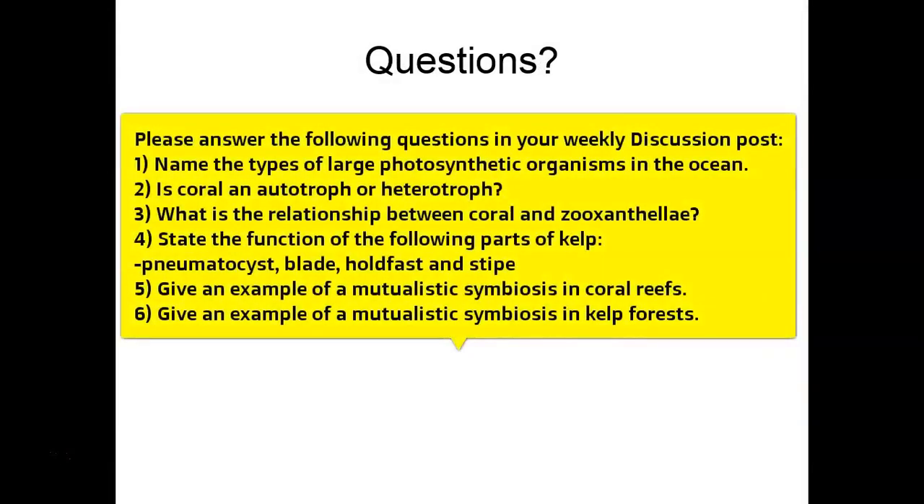Okay, answer the following questions. 1, name the types of large photosynthetic organisms in the ocean. 2, is coral an autotroph or heterotroph? 3, what is the relationship between coral and zooxanthellae? 4, state the function of the following parts of kelp: nematocyst, blade, holdfast, and stipe. And 5, give an example of a mutualistic symbiosis in coral reefs. 6, give an example of a mutualistic symbiosis in kelp forests.